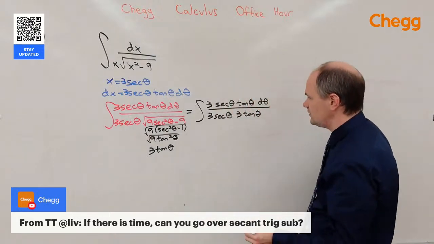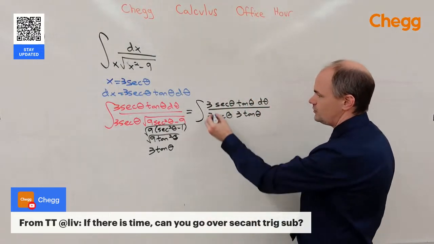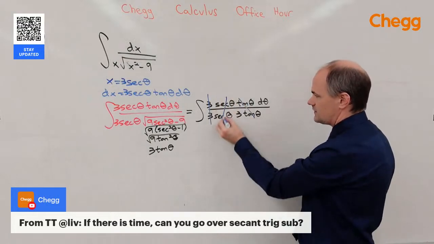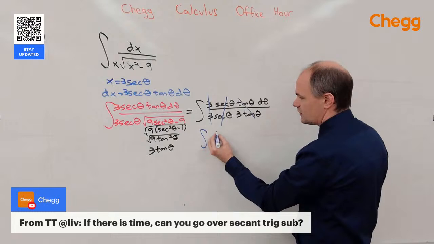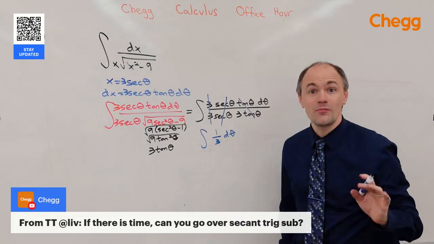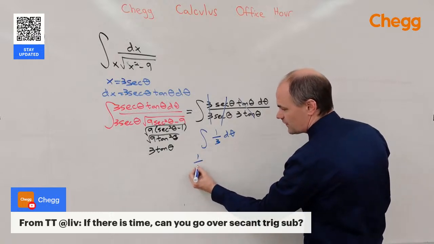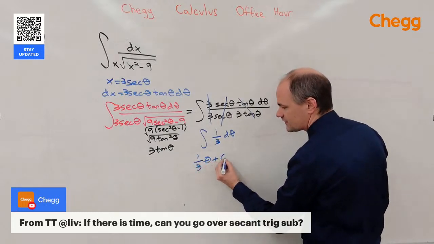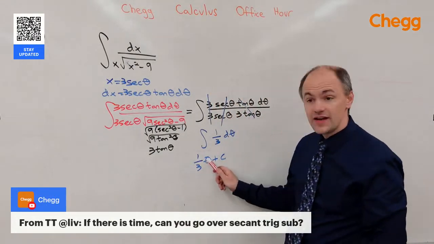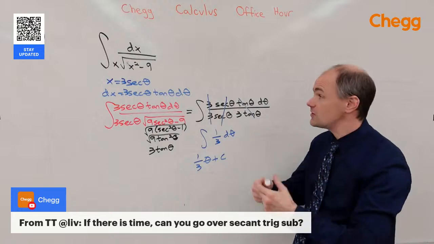And look how much reducing we can do. That's almost beautiful. The 3s are gone. The tangents are gone. The secants are gone. We've just got the integral of 1 over 3 d theta. How simple, how perfect. That's just 1/3 theta plus a constant. Now, we did not want to have thetas in our final answer, though. We have to transition back.